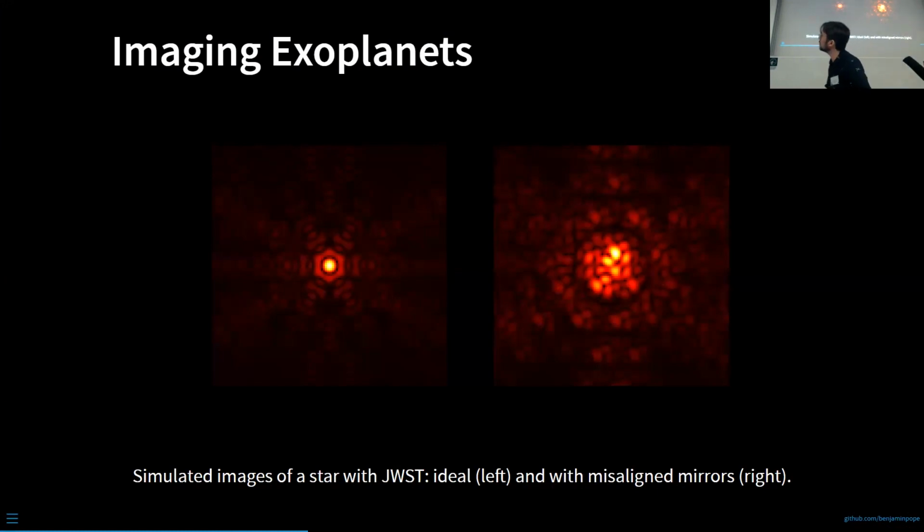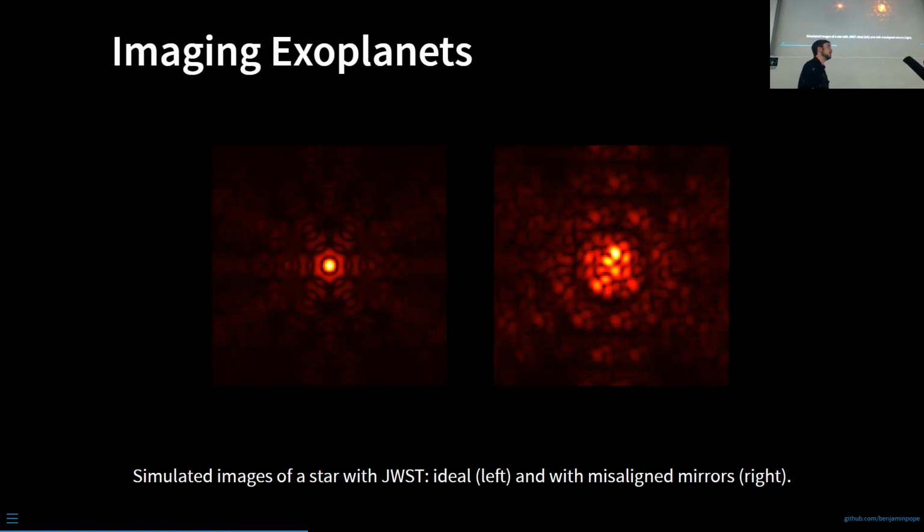On the left, I've got a zoom in of the core of that point spread function I simulated for an ideal James Webb with completely perfect mirrors. And on the right, I've got a simulation where you can make the PSF look like a pizza if the mirrors are a little bit misaligned. Now, that's really exaggerated for effect. I've put quite implausibly large misalignments on those mirrors.